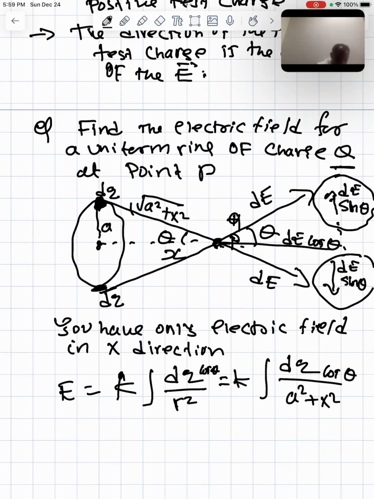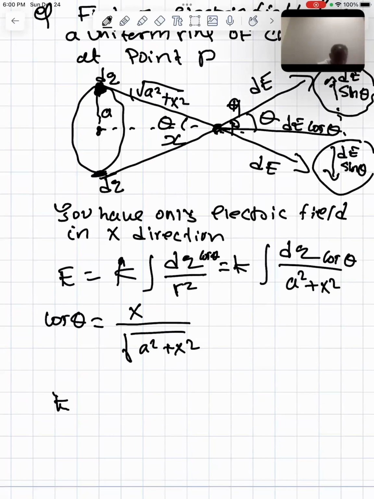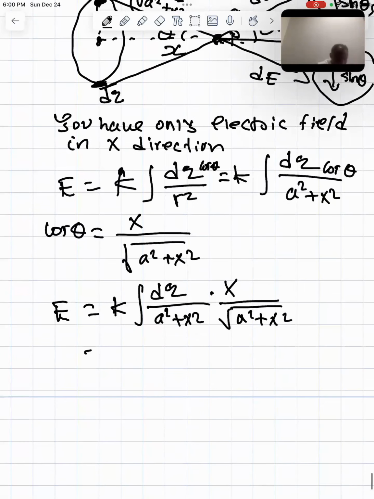Why cosine of theta? Because you have electric field only in the x direction, so you have to take care of that. But cosine of theta, from simple mathematics, is adjacent over hypotenuse. So if you plug that value in, the electric field is k times dq over a squared plus x squared, times cosine of theta, and you plug in the adjacent over the hypotenuse. This algebra is extremely simple.